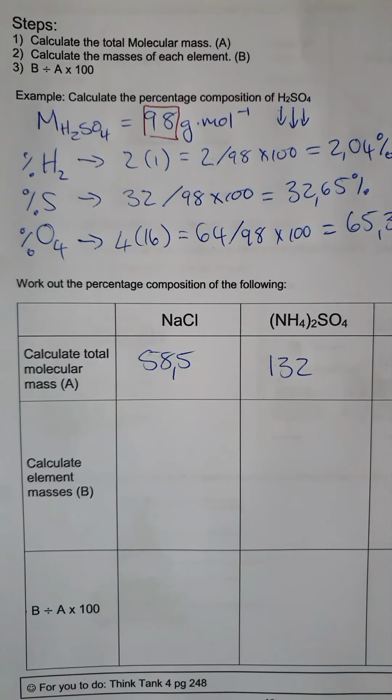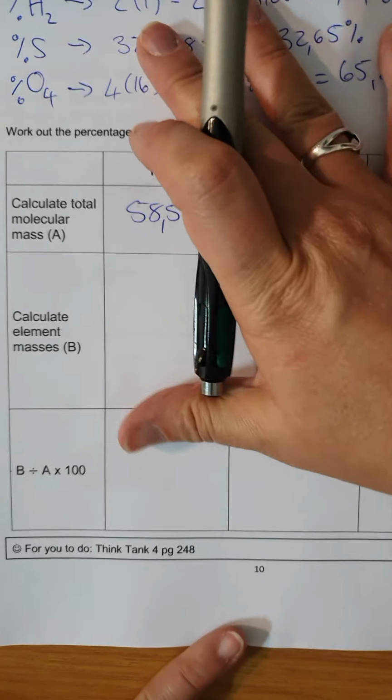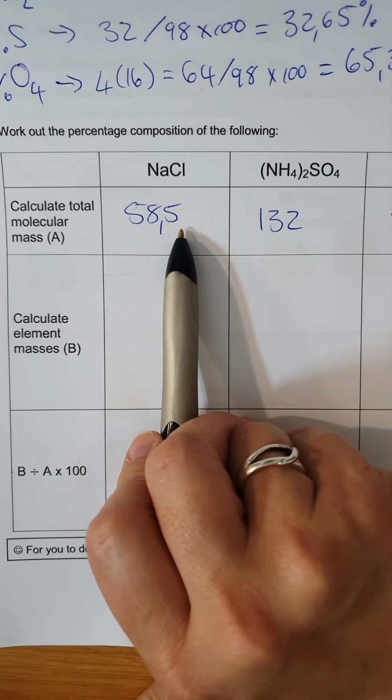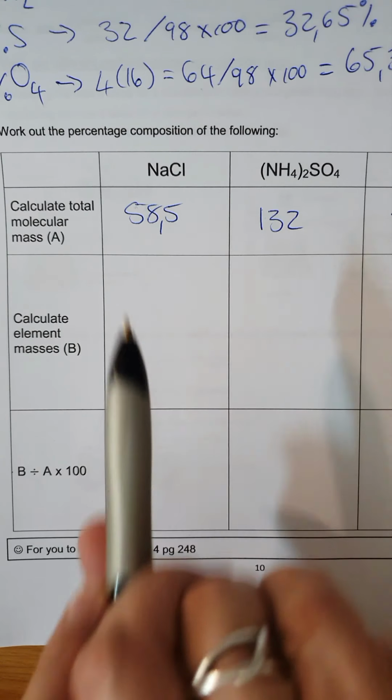Okay, so let me do the rest of them so that you can see how to do this. So NaCl, the total is 58.5.